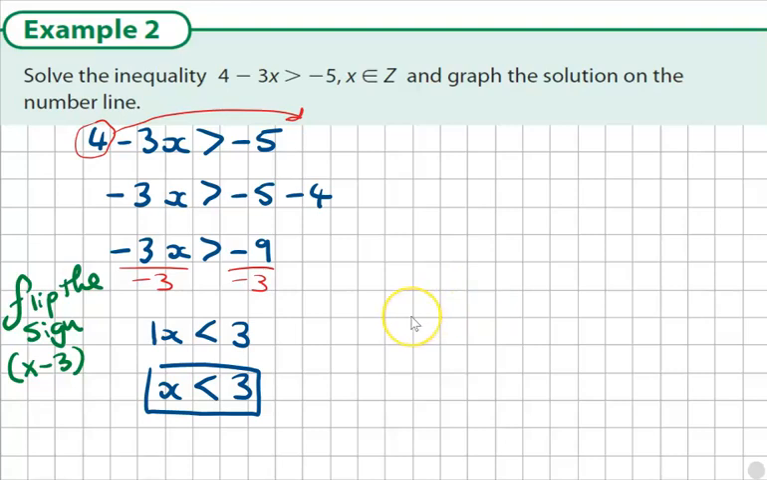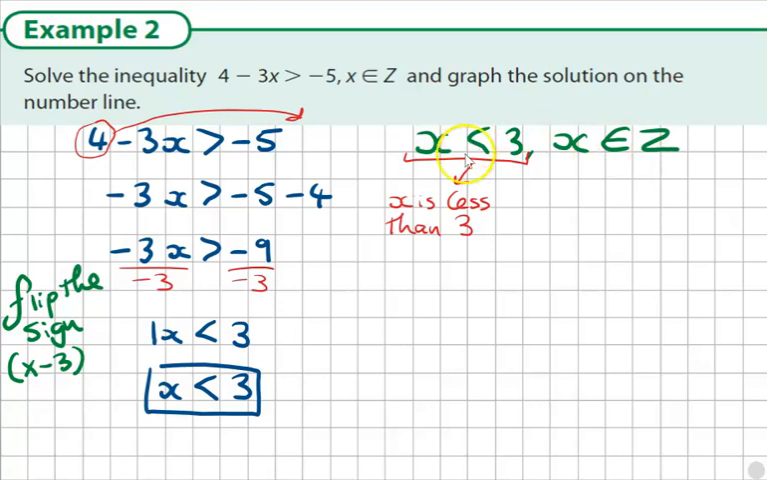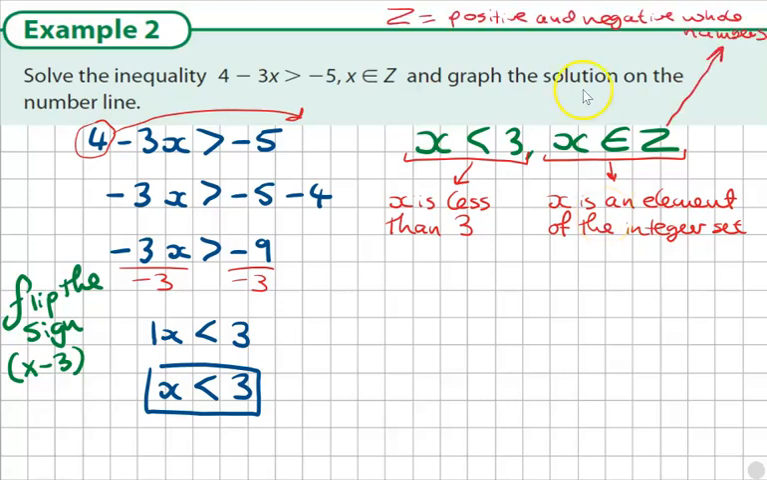So to graph it now on the number line, so we know x is less than 3, and x is an element of Z, so x is an integer, so a positive or a negative whole number. So this means x is less than 3. This means x is an element of the integer set. Z, which stands for integers, are positive and negative whole numbers. So again, we draw noses. We draw noses for Z, just like we drew noses for N.